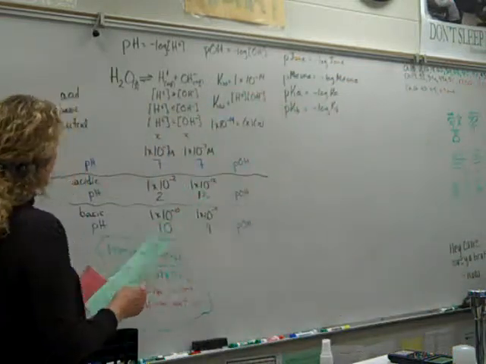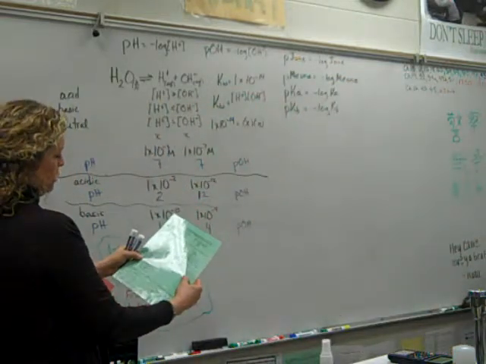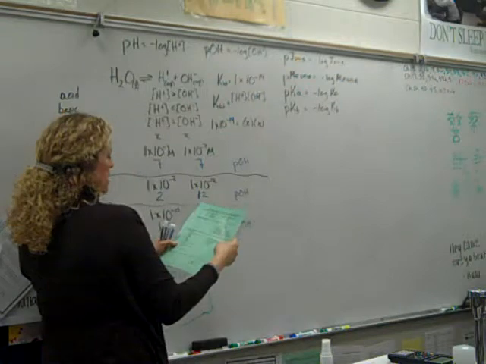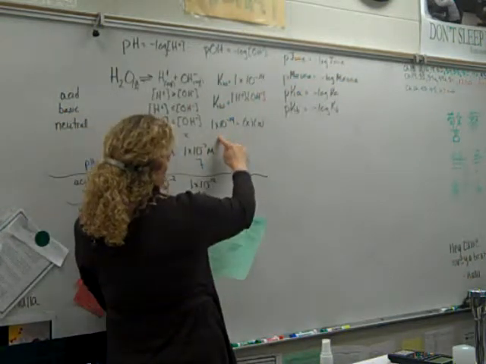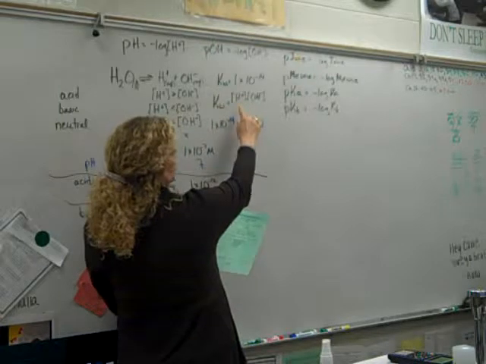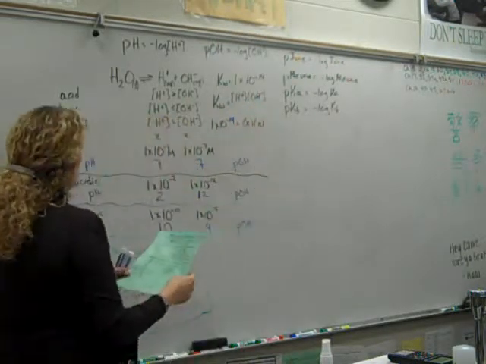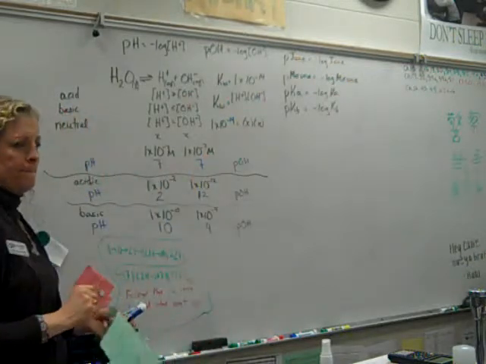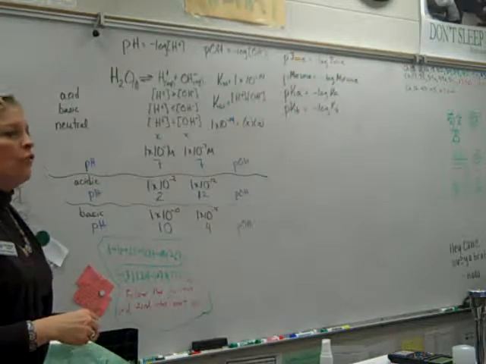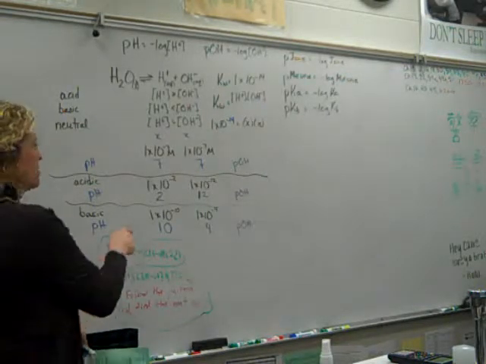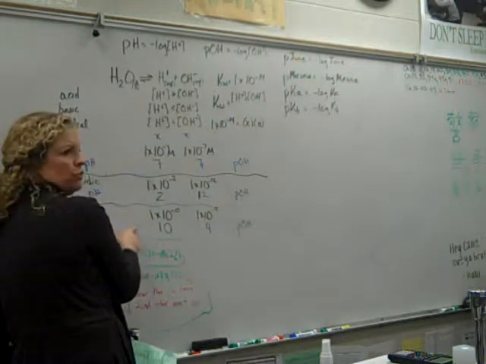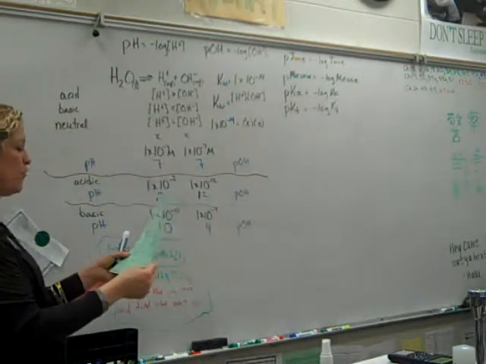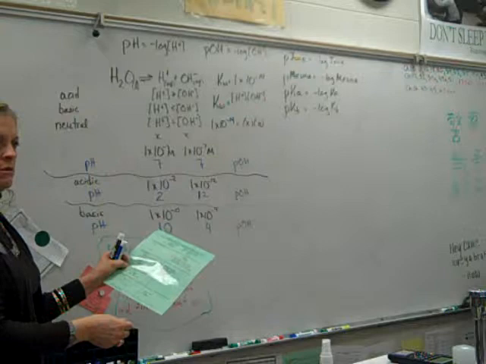Okay. Now I want to see if you are noticing a lot of relationships that are actually on your formula sheet. Okay? Do you see on your formula sheet the KW expression? Yes. Do you see the value given and that KW is always going to equal H plus times OH minus? Okay? Do you see a formula that relates pH and pOH? 14 equals pH plus pOH. Let's look at our examples right here. Does that hold true? Yep. 14, 14, 14. Okay? So lots of good formulas right on our sheet. Does that make sense?